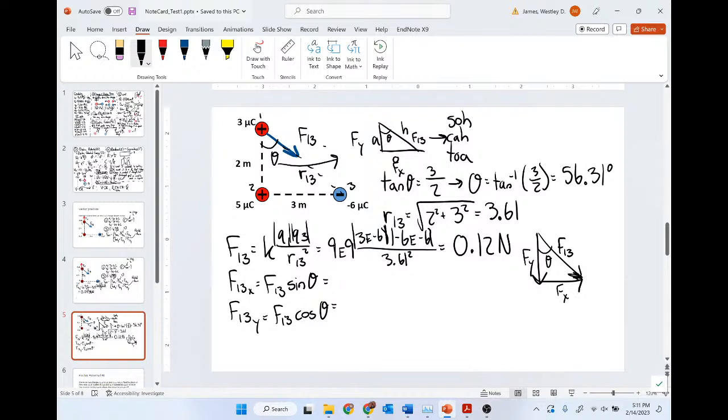Okay, and I wrote that number wrong. 0.012. So 0.012 times sine of, we already got the angle before, 56.31. 0.012 cosine of 56.31. Boom, boom, boom, boom. This one's going to be 0.00999 newtons.